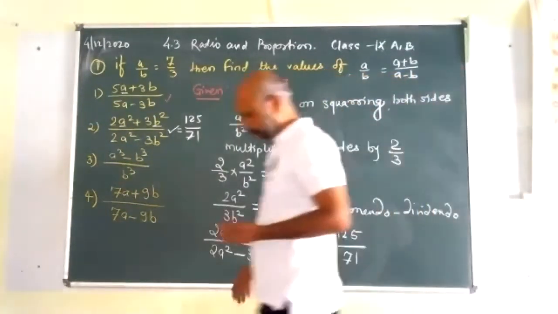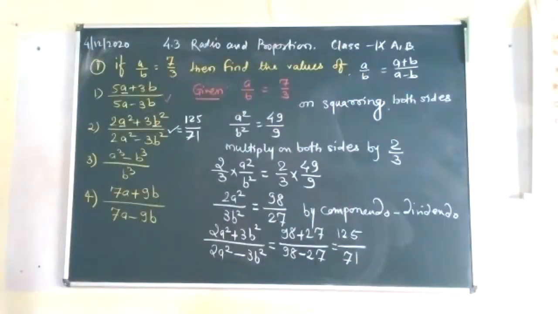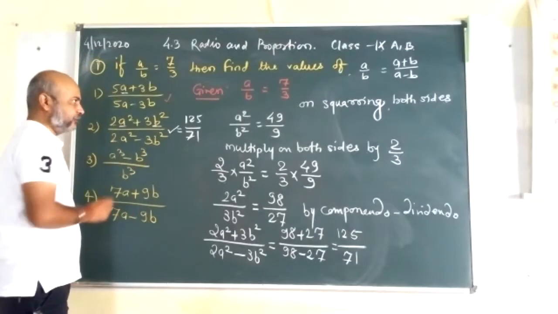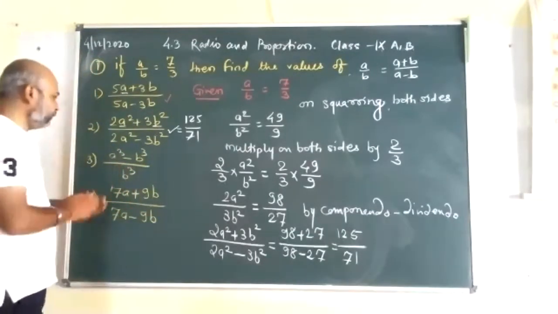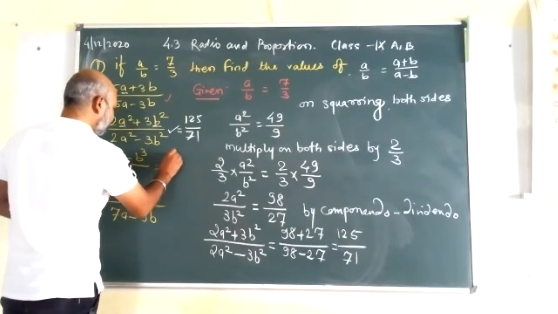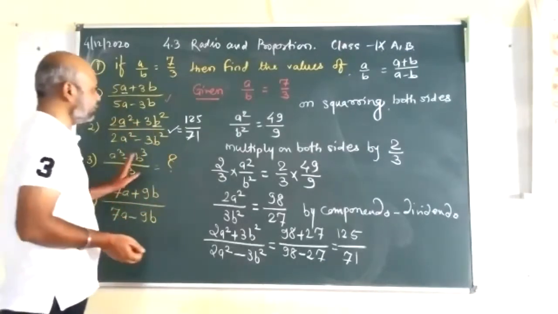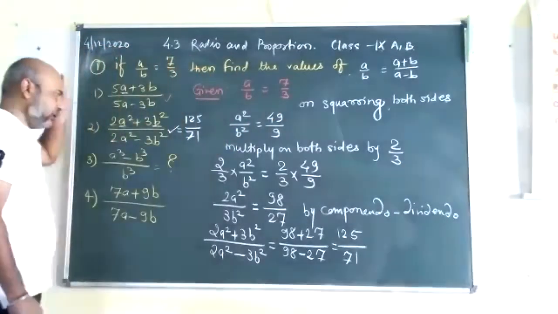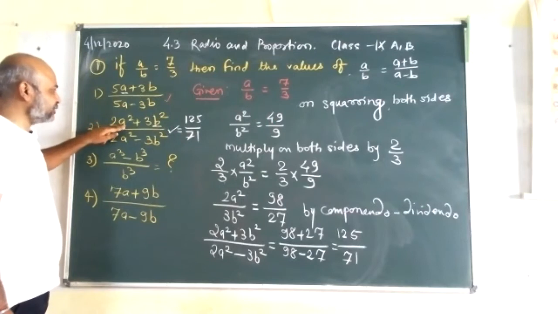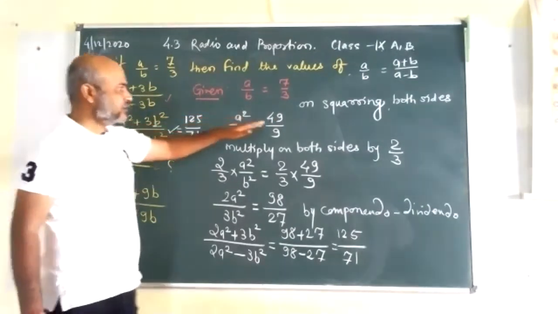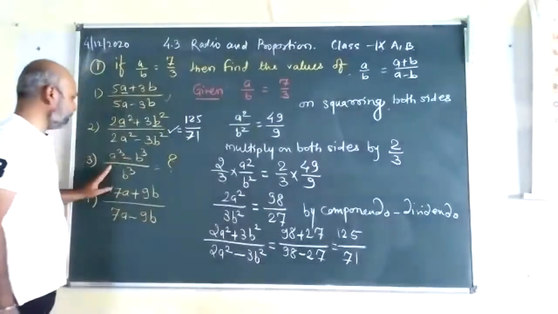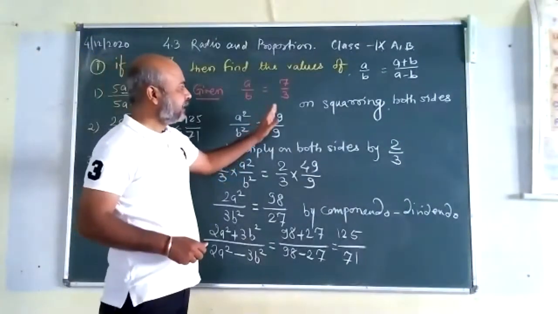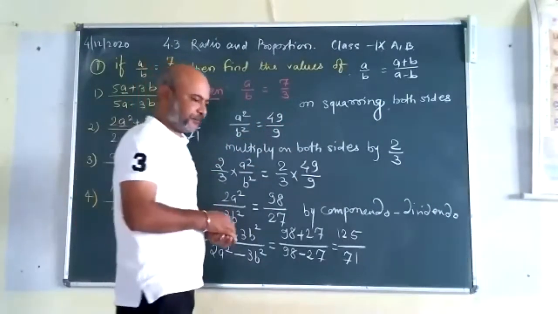Done, sir. Okay, fine. Now we will see the third sub question, that is aq minus bq upon bq. So we have to find the value of aq minus bq upon bq. Students, you know what is given? A upon b is equal to 7 upon 3. But in the second question, a square, b square was there, therefore we squared on both sides. Similarly, here a cube, b cube is there, then again you will take cube on both sides. Okay, let us see.